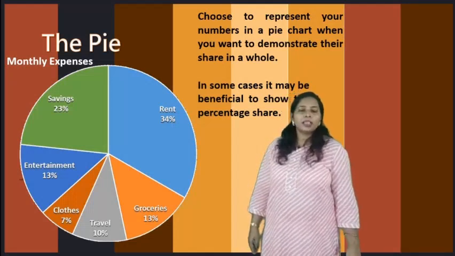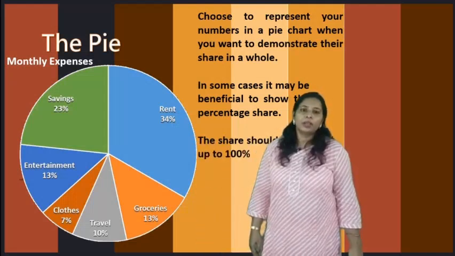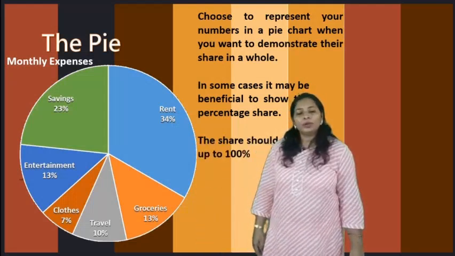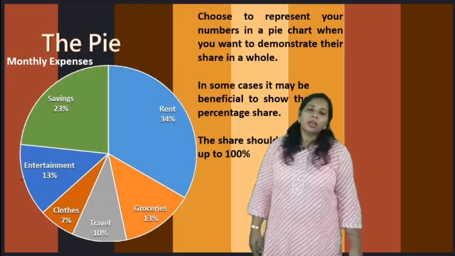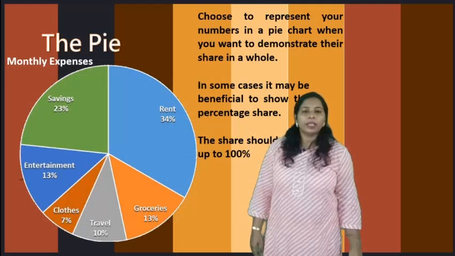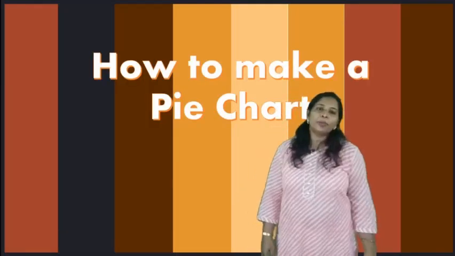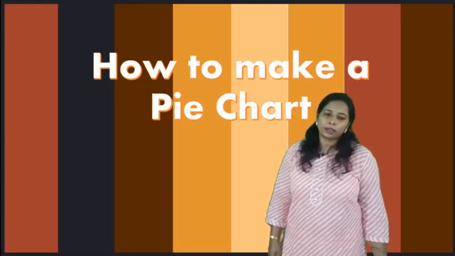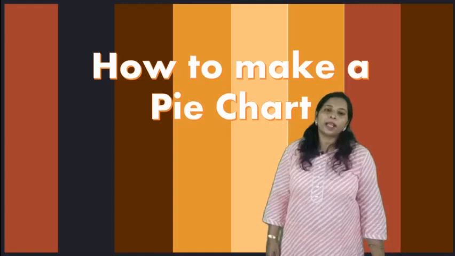Basically, a pie chart is used to show financial data. And you have to note that the share should always add up to 100%, not more than that. Now, let us understand how to make a pie chart in Python. To make a pie chart in Python, I use a Spyder notebook. So, let us understand.